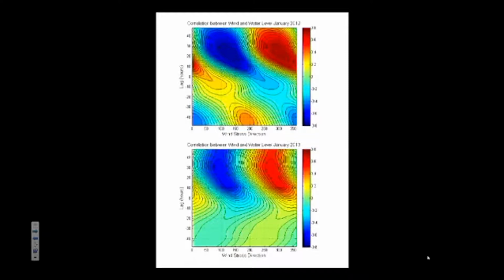You blow towards 75 degrees, offshore Ekman transport, coastal sea level drops. Blow the opposite direction, coastal sea level rises, and the lagoon fills. And so these analyses at Smith Point, 2012 and 2013 in January, are not inconsistent with that, but they highlight that cross-shore winds at short period lags are also important.